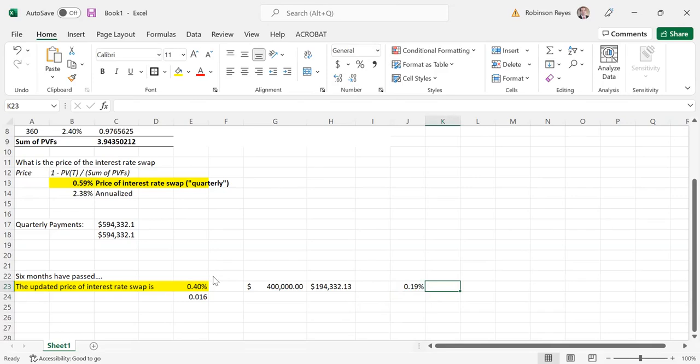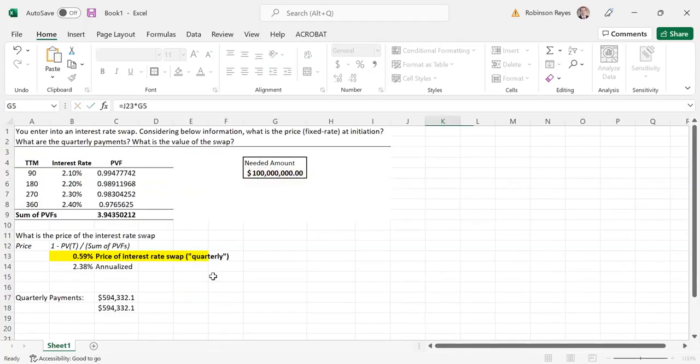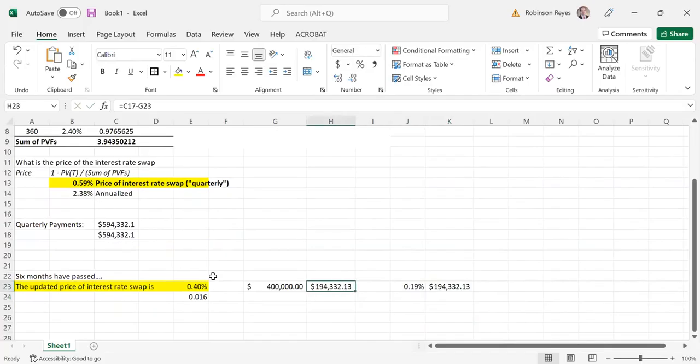So if we multiply this by the notional amount, basically we are getting the same thing we had before. So let me now keep these two.